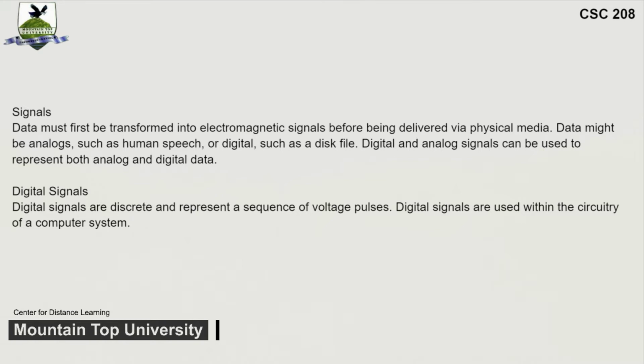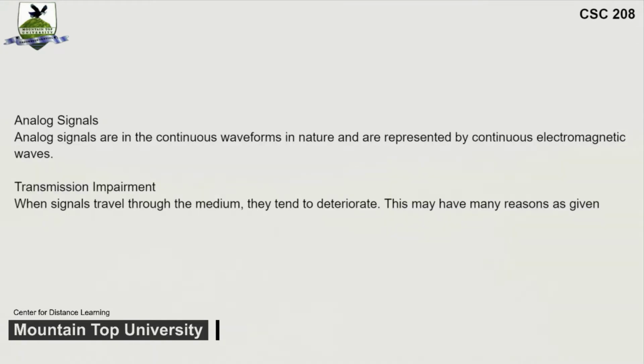Digital and analog signals can be used to represent both analog and digital data. Digital signals. Digital signals are discrete and represent a sequence of voltage pulses. Digital signals are used within the circuitry of a computer system. Analog signals. Analog signals are continuous waveforms in nature and are represented by continuous electromagnetic waves.